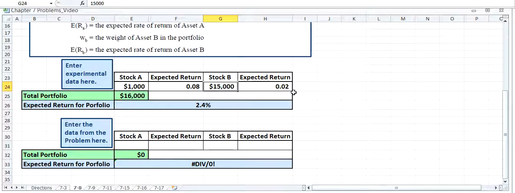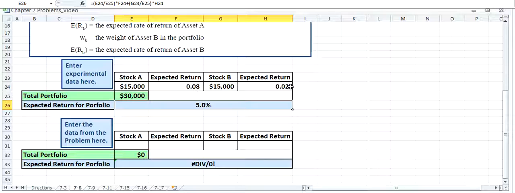And you can see that the expected return for the two-asset portfolio is a lot closer to the return for stock B, because you have so much more money invested in stock B. Now, what if they were even? What if we change this to 15,000 as well? You'll see that now we have the average. Now 5% is the midpoint between 8 and 2. So that's what's going to change there, because we've got the same amount invested in both stocks.